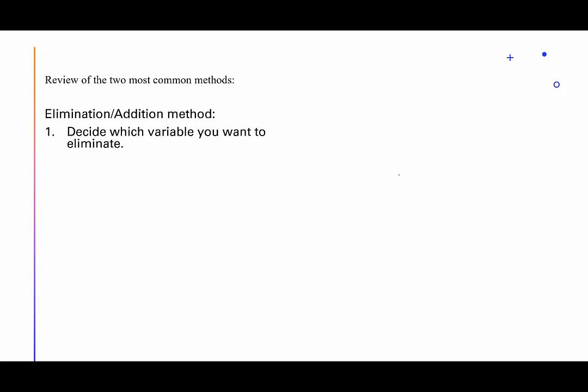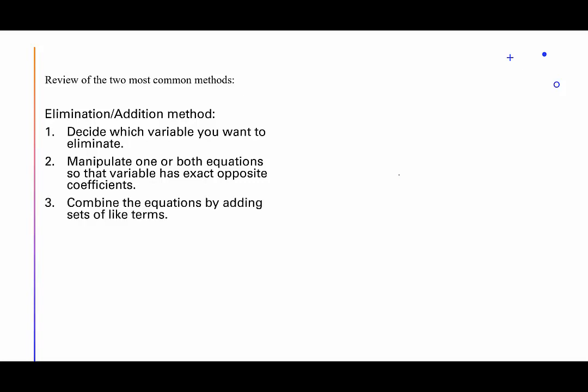In this method, you first decide which variable you want to eliminate. Then you're going to manipulate one or both equations so that that variable has exact opposite coefficients. So for example, if you choose to eliminate x, then you want one x to have a positive 3 coefficient and the other one to have a negative 3 coefficient. Or if you want to eliminate y, you want to make sure that the two y values have exact opposite coefficients.